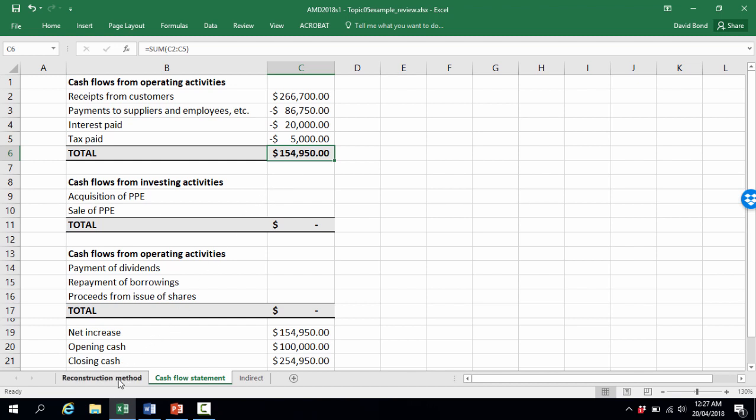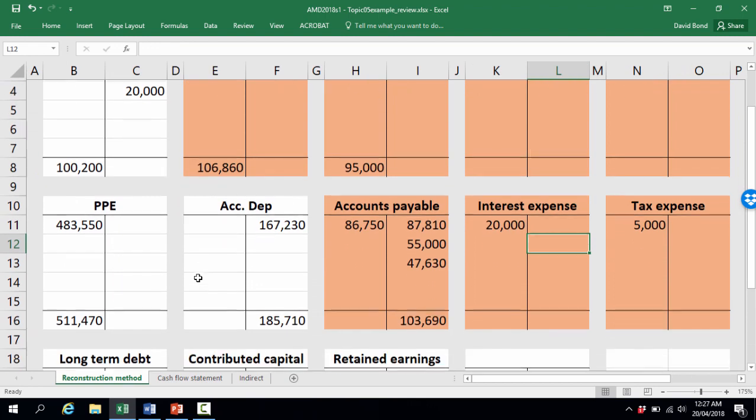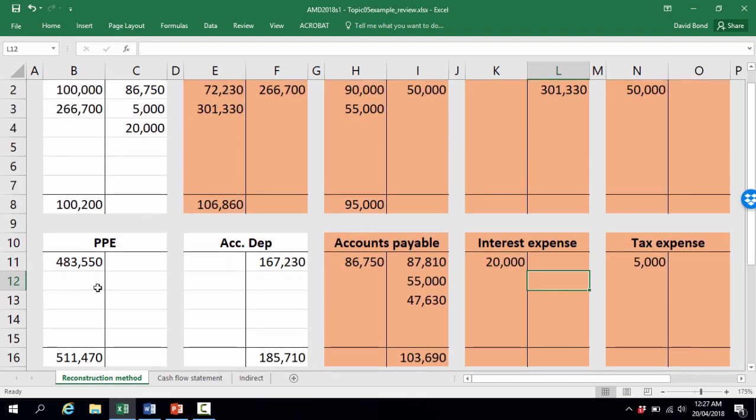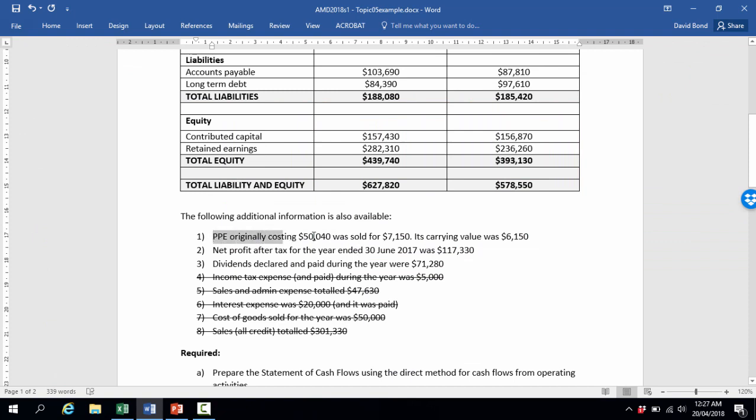And we pretty much follow the same process for investing activities, but now we turn our attention to property, plant, and equipment. And if we look at property, plant, and equipment, we start with 483 and we end with 511, which would indicate on face value that we've had a purchase. However, we know that property, plant, and equipment originally costing $50,040 was sold for $7,150. Carrying value was $6,150. Now, if we have this information, it means we have a disposal, and the amount from the PPE account which is disappearing or being credited is $50,040. So that's the original cost of the asset.